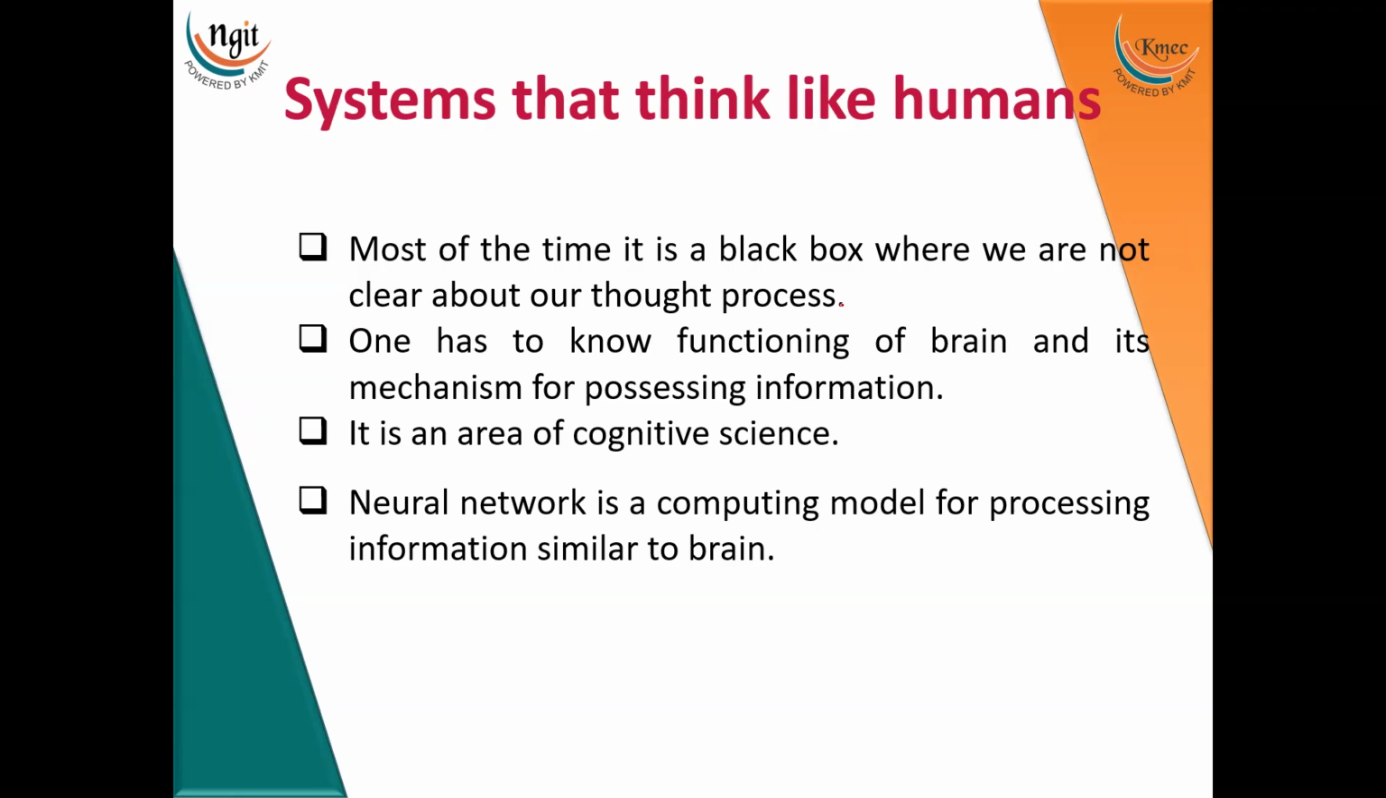We know that most of the time it is a black box where we are not clear about our thought process. So everyone has to know the functioning of the brain and its mechanism for processing information. We can also say that it is an area of cognitive science. We know that cognitive science is nothing but the scientific study of the human mind and brain. What do you mean by cognitive science? It is the study of the human mind and brain and how the mind processes and represents knowledge. This all comes under cognitive science. And in that, we can say that a neural network is a computing model for processing information similar to the brain.